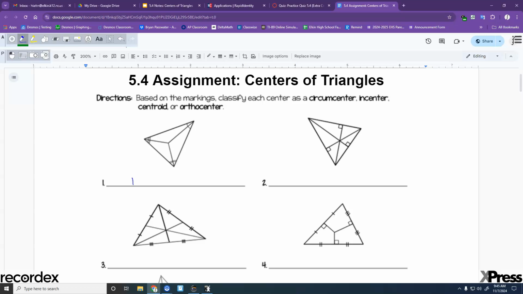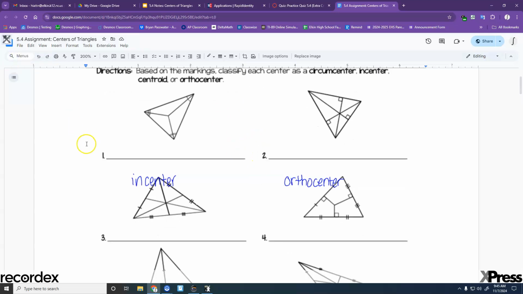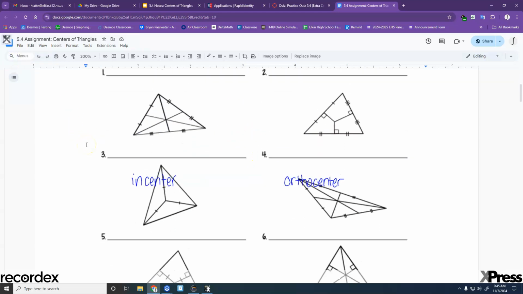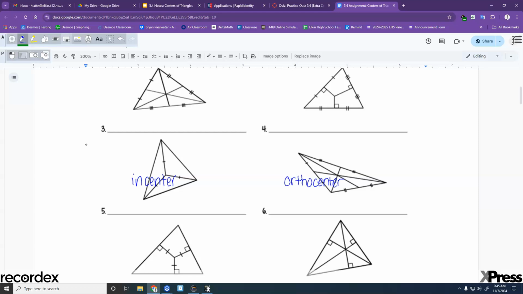First one, what is it? Incenter. The angles are cut in half, right? That's incenter. What about 2? Orthocenter. Okay. Centroid. Moving down. 3. Centroid.